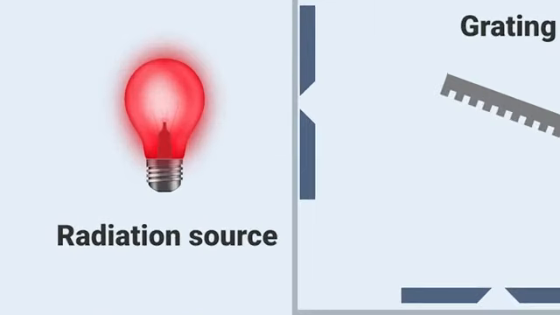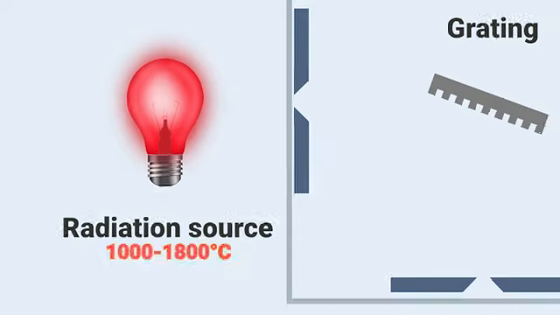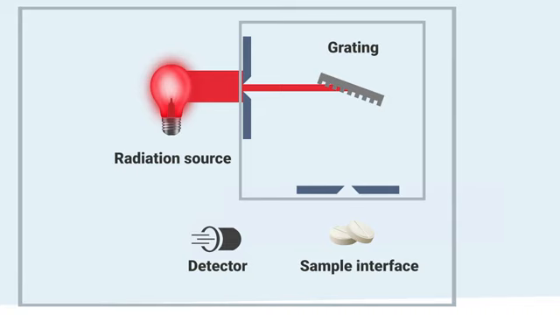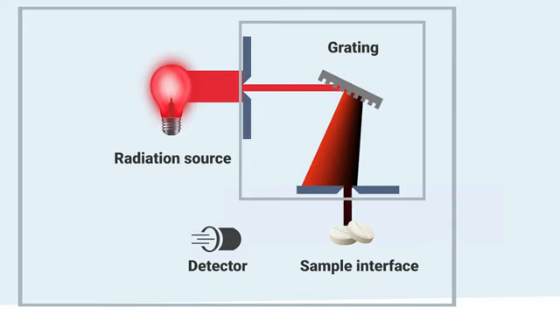An IR or thermal source is typically an inert, electrically heated solid that reaches between 1000 and 1800 degrees Celsius, promoting thermal emission of infrared radiation. This IR light is directed into a diffraction grating, which disperses the incoming light by wavelength. By mechanically turning this grating, the instrument allows us to select and transmit only the desired wavelength. The resulting monochromatic beam of IR light is directed onto the sample.